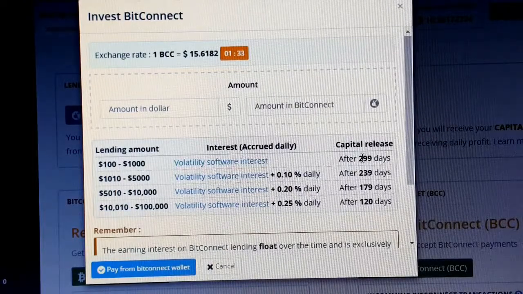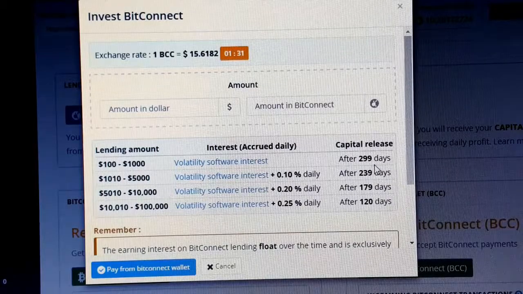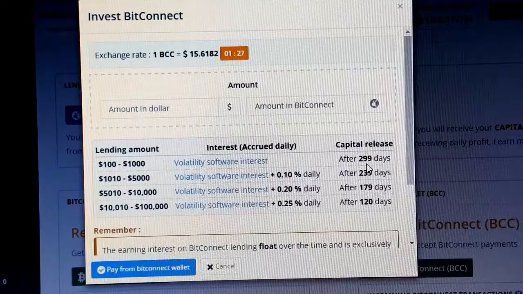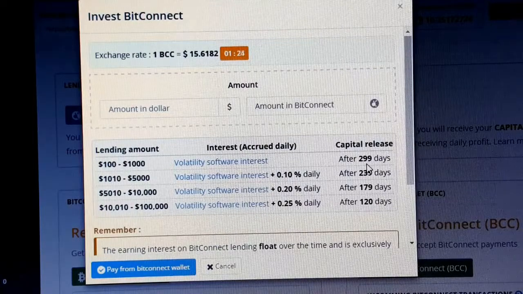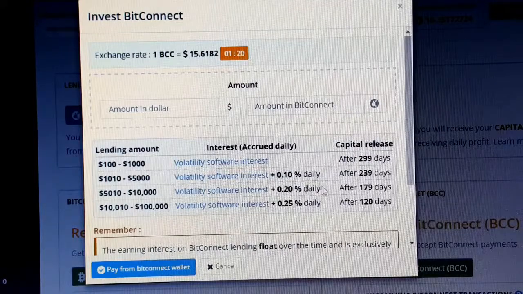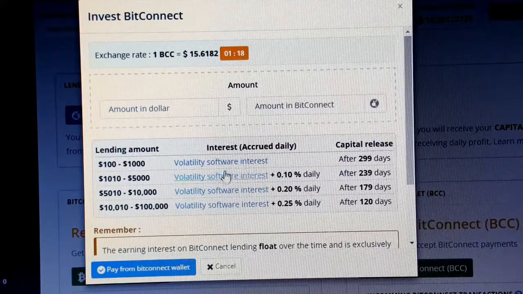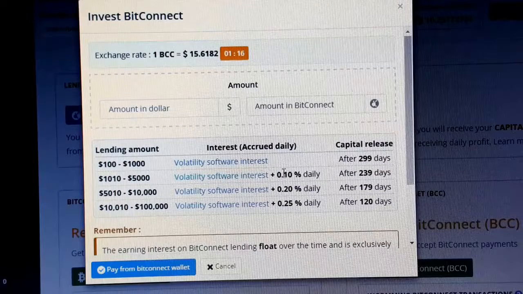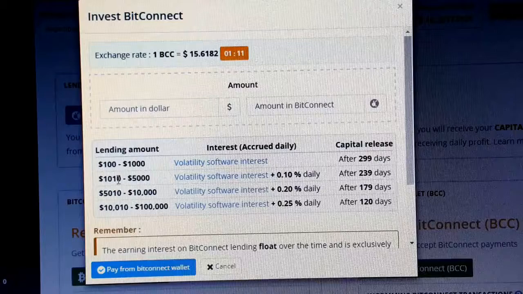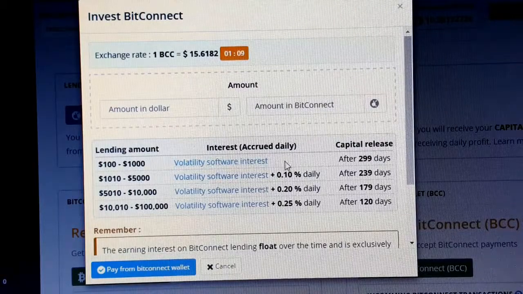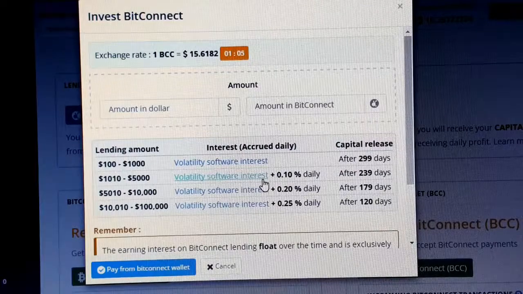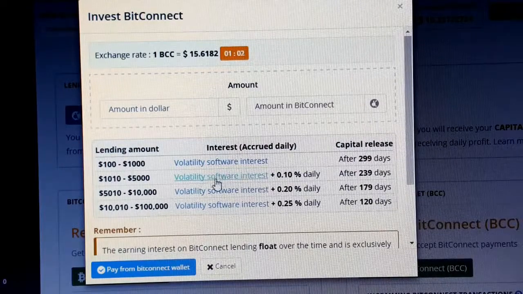My $100 to $1,000 will be held for 299 days and then released at that point. Until then, I will get a daily payment as far as how much interest I've earned. If I do $1,000 to $5,000, I get the volatility software interest plus 0.1% daily. At $10,000, or let's say $5,000, 0.1 would be $5. So the average in the past month or so has been about 1% for the volatility interest.